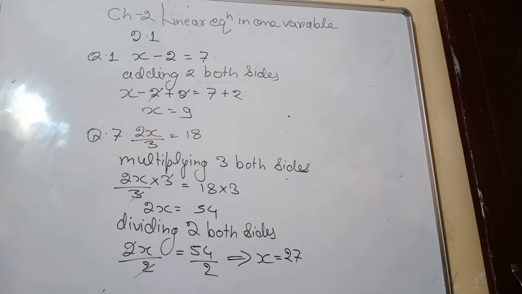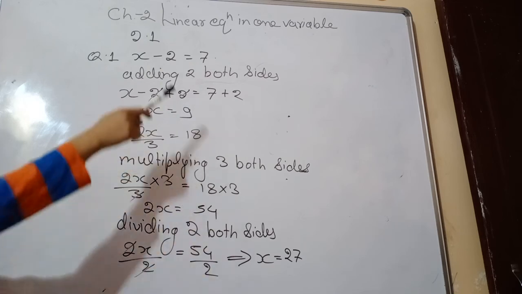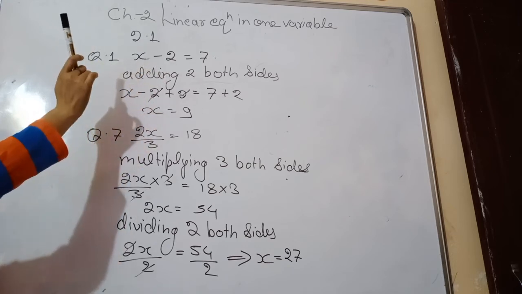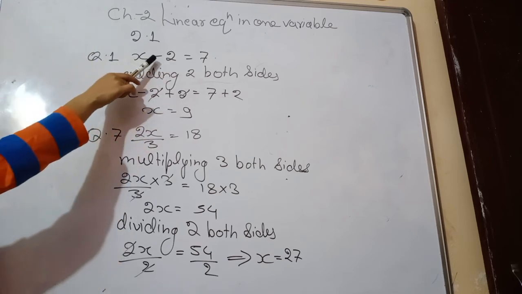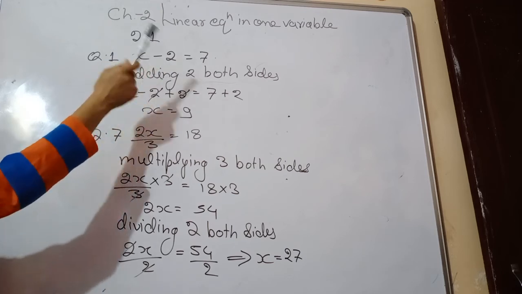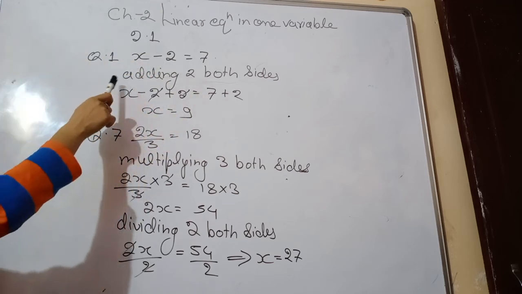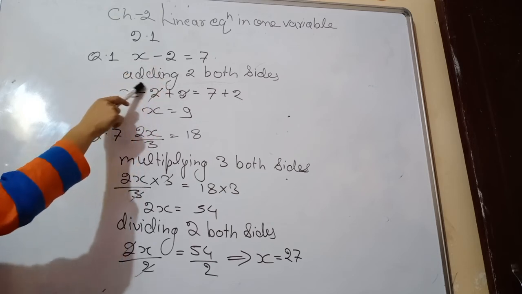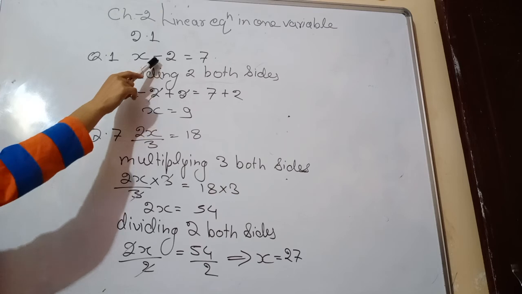So first we have to check which constant is written on the variable side. Constant 2 is written on the variable side. And what is the sign? Sign is negative. So if the negative sign is there, we have to change the negative into positive, because negative is just opposite to positive. So what we have to do? If negative is given, then we have to add. If positive is given, then we have to subtract. So here negative is given.